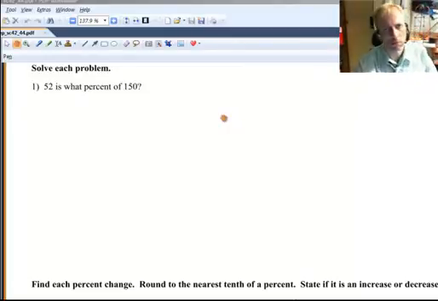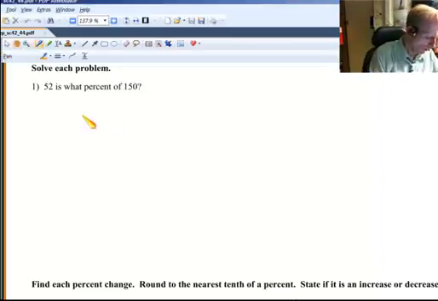Tonight I'm going to solve some of the problems you might see on tomorrow's quiz on percents. Alright, in the first problem here I'm asked what percent of 150 is 52.